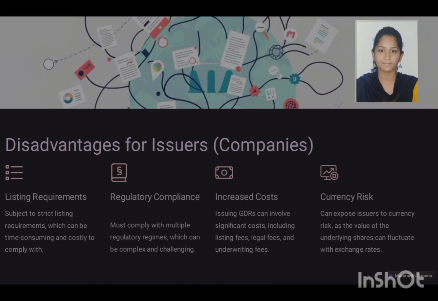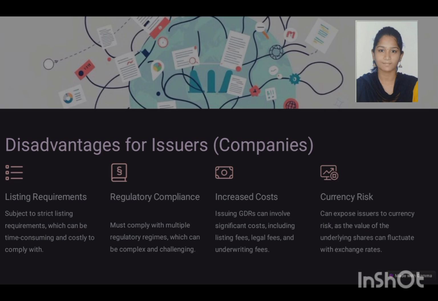Let us see what are all the limitations of the GDRs. First of all, the limitations for the issuers. First thing is listing requirements. GDRs are subject to strict listing requirements which can be time consuming and costly to comply with. Second, regulatory compliance. Issuers must comply with multiple regulatory regimes which can be complex and challenging. Third, increased cost. Issuing GDRs can involve significant costs including listing fees, legal fees and underwriting fees.